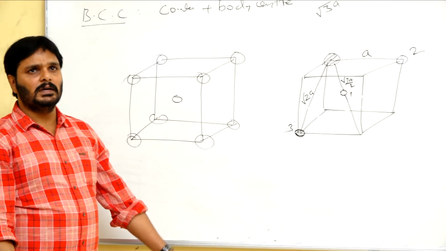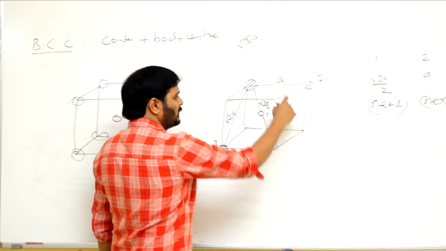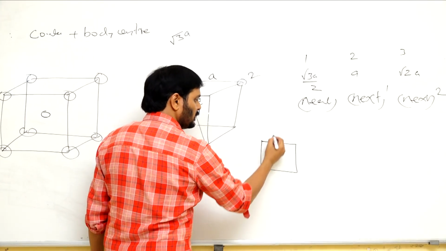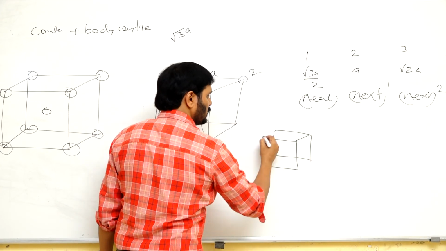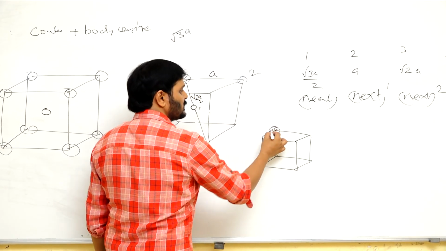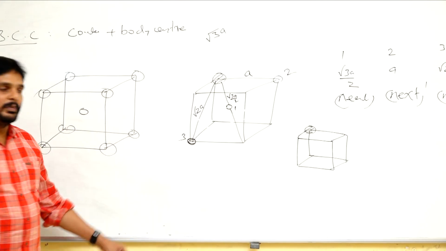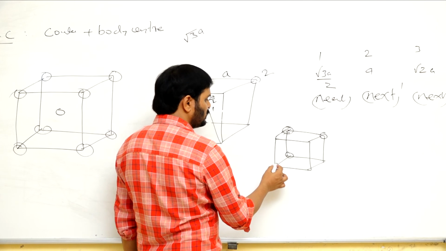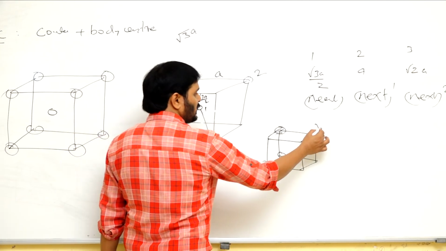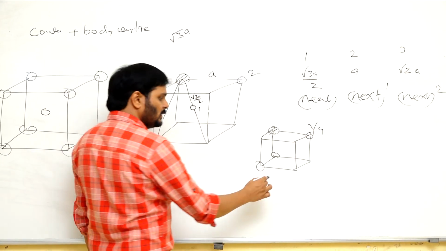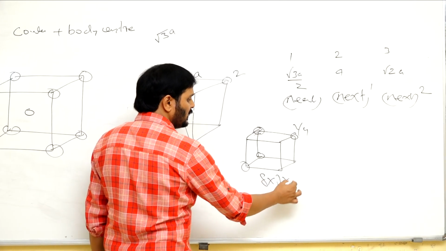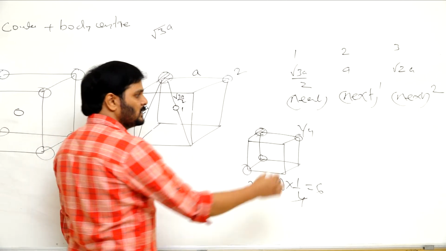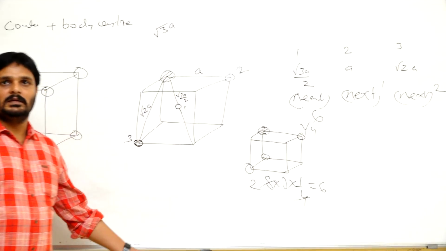Now I need the number of neighboring atoms. Again I am taking a reference atom. How many have the same type of atoms? This is 1, this is 2, this is 3. So here the contribution is 1 by 4. So 8, 3, 1 by 4 is nothing but 6. So the neighboring atoms are 6, which is nothing but the coordination number.